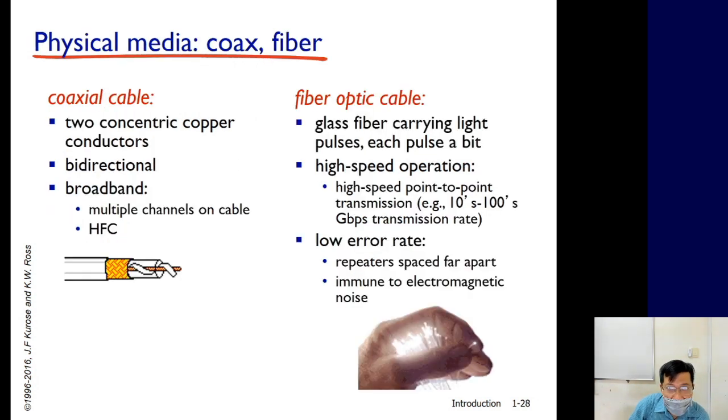There are many kinds of cable, as we have seen already. The coaxial cable is used in the cable network, and fiber optic is used practically in the network core. Now, with the popularity of FTTH, fiber is also used in the home network, the access network. Fiber optic can provide high-speed operation and a very low error rate.